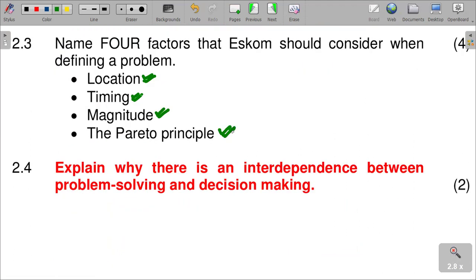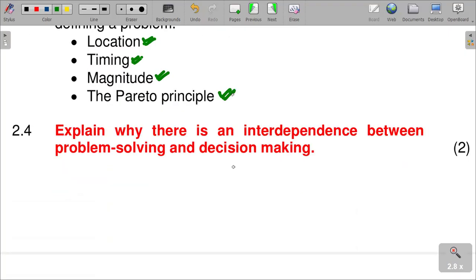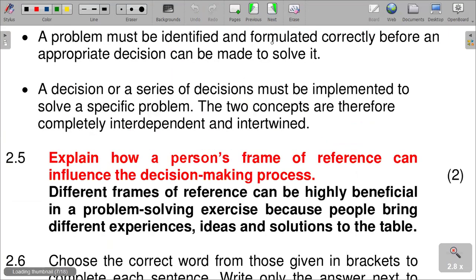And then explain why there is an interdependence between problem solving and decision making. Why there is an interdependence between problem solving and what, decision making. There is a relationship. The two factors here are intertwined. Why is it like that?